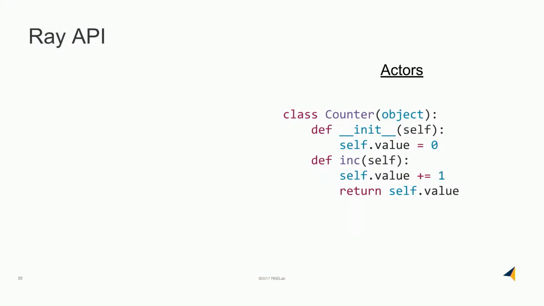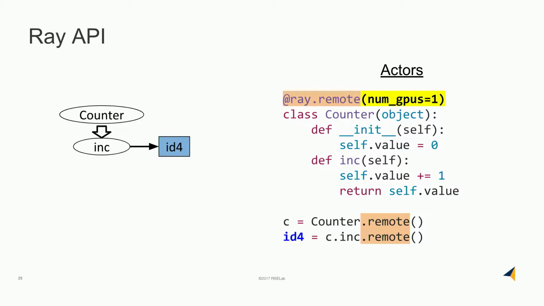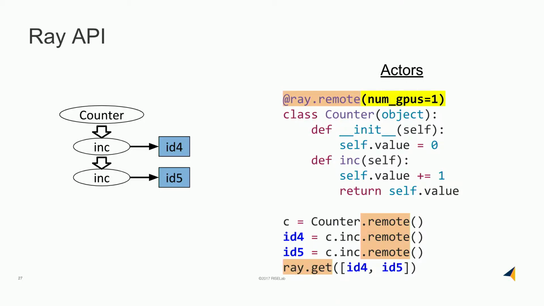Here's a Python class, and it has a value, and it has a method for incrementing that value. Like before, we can decorate it with the ray.remote decorator. And now if we create an instance of this class, that creates a new actor process somewhere in the cluster, which manages and maintains the actor's mutable state. Then method invocations on that actor handle turn into tasks that execute on the actor process, and they return futures like before. And like before, you can retrieve the values of these futures by calling ray.get.